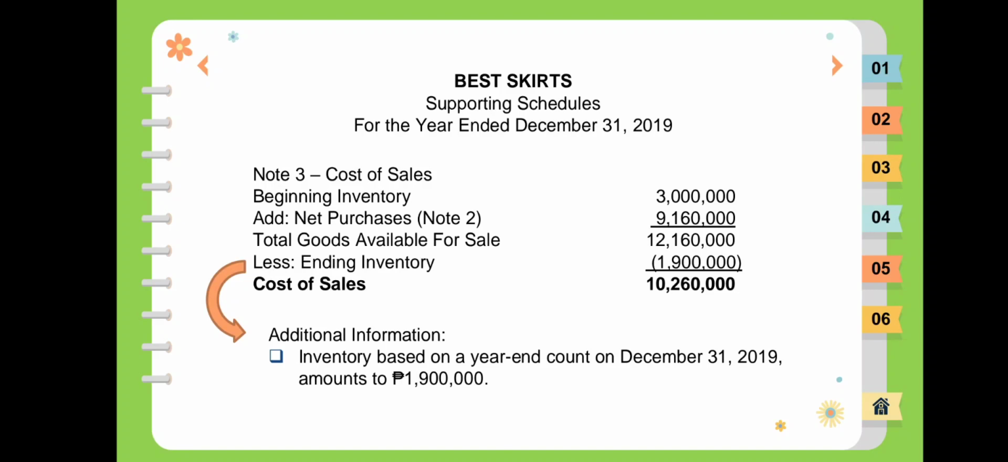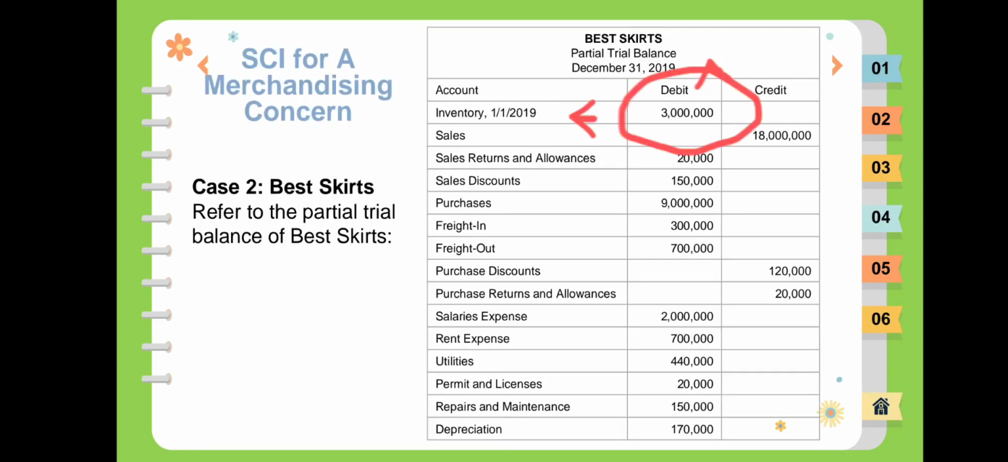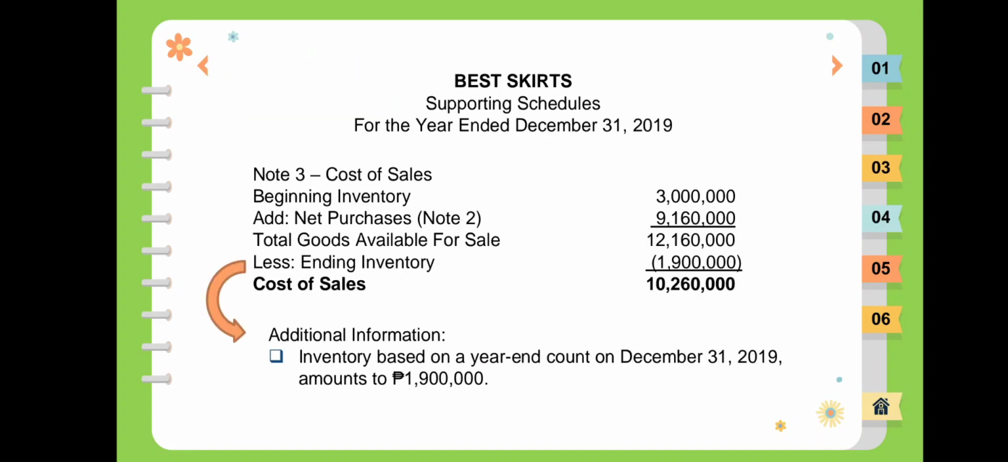Saan galing yung beginning inventory? Balik tayo. Yan yung beginning inventory niya. But if ever hindi binigay yung beginning inventory, then go to the ending inventory of the last year. Kasi yan din yung magiging beginning inventory niya for the current year. Add net purchases to get the total goods available for sale. So, this 12,160,000, this is the amount of the goods available for sale in the current year.